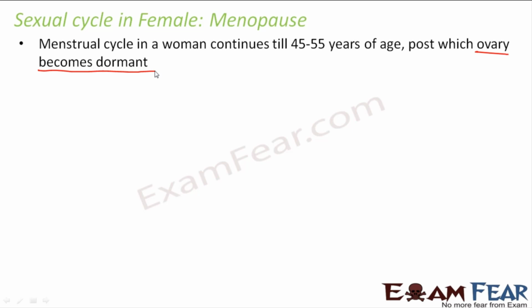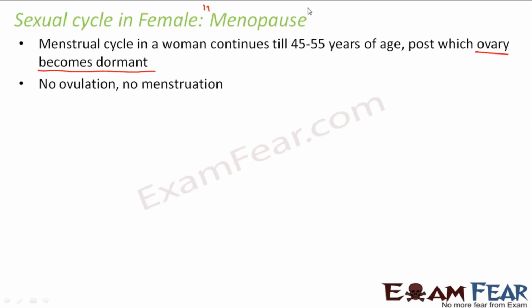After that, once the ovary stops producing eggs, that means no ovulation will take place. Now, once eggs are not produced, no menstruation will take place, because only when eggs are produced does the uterus thicken its wall. So when no eggs are produced, there will be no thickening of the uterus wall, there will be no menstruation. So the female will no more be capable of reproducing. This stopping of the menstrual cycle is known as menopause. Pause means stop. So this is known as menopause.